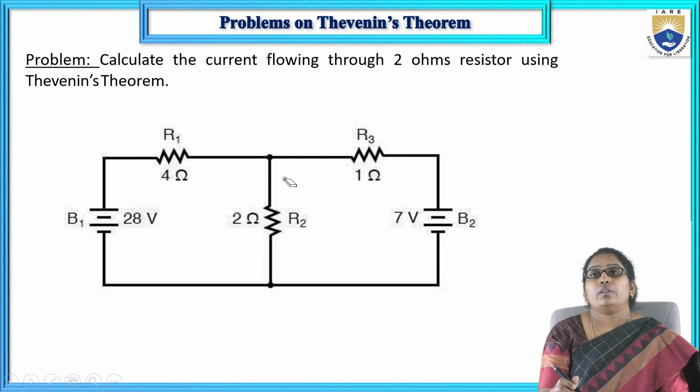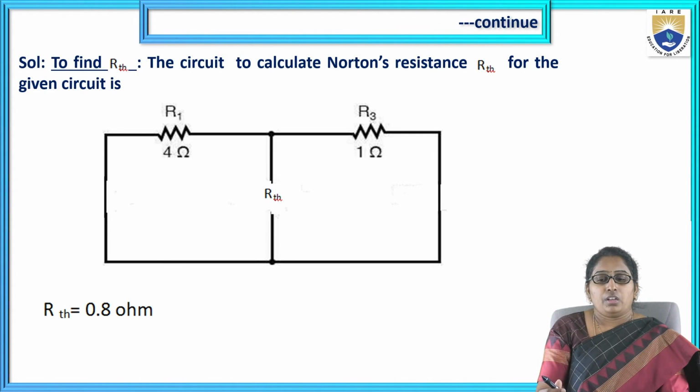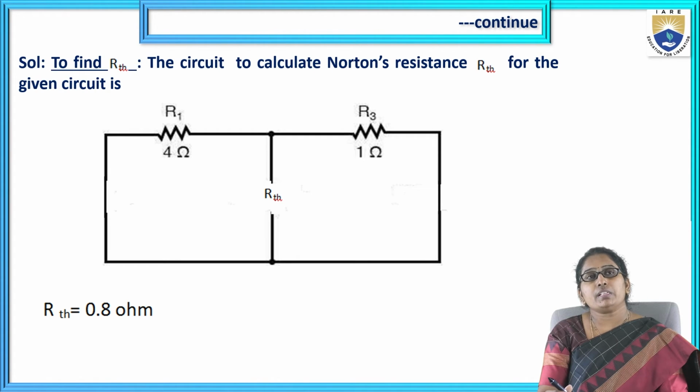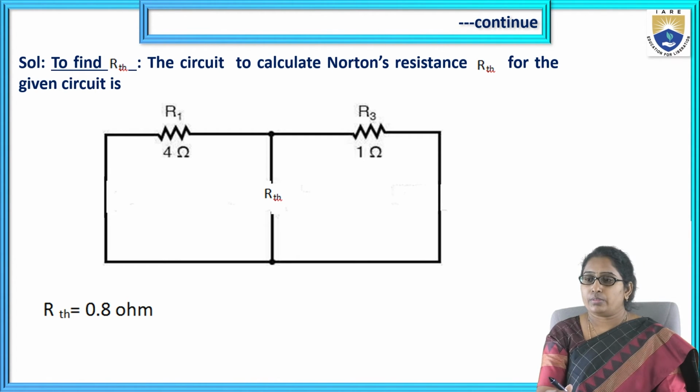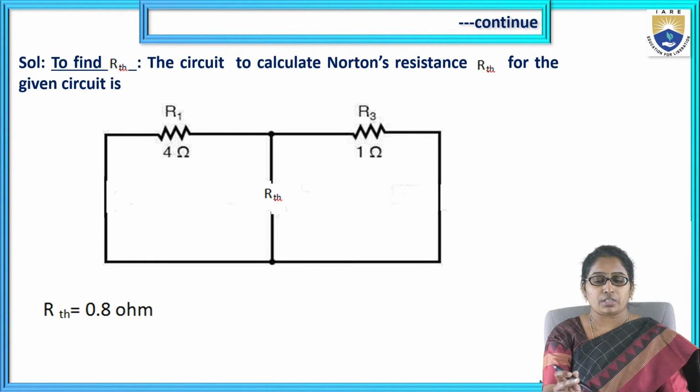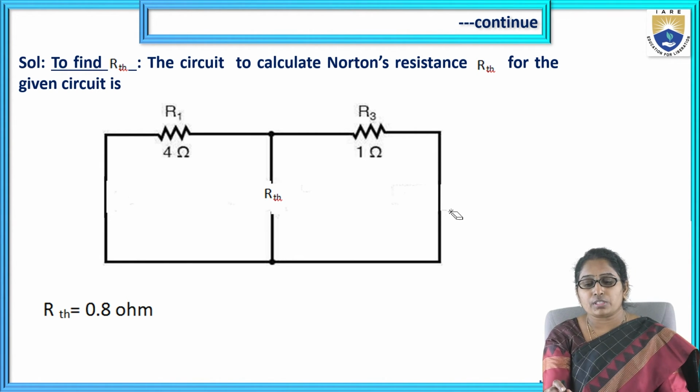Now, the first step is to find RTH. So how to find RTH? Replace sources with their internal resistance. Since we have only voltage sources, replace the two sources with a short circuit. So that's the circuit. The two voltage sources are replaced with a short circuit, and remove the load resistance.